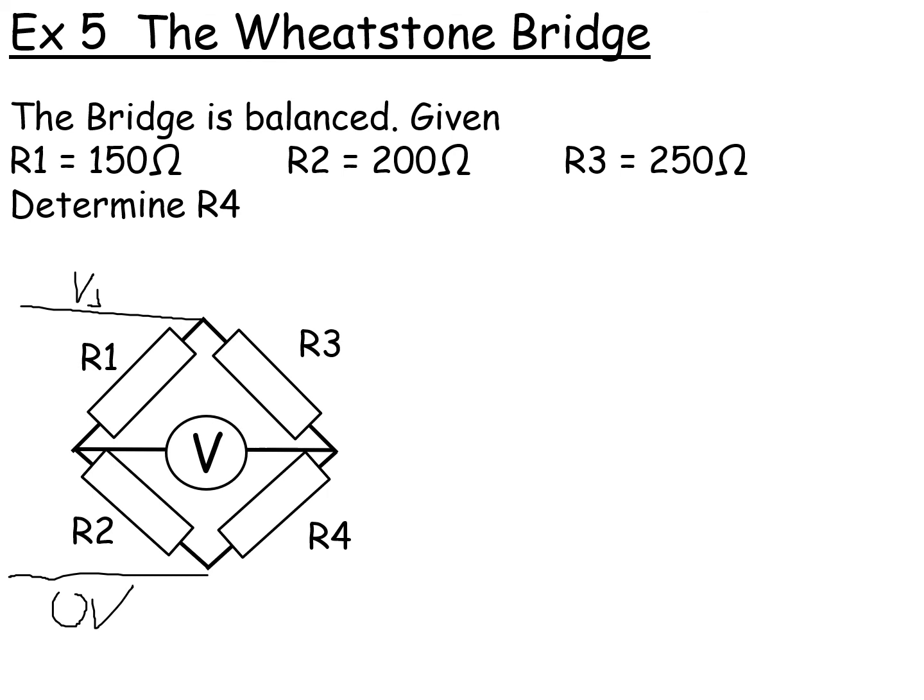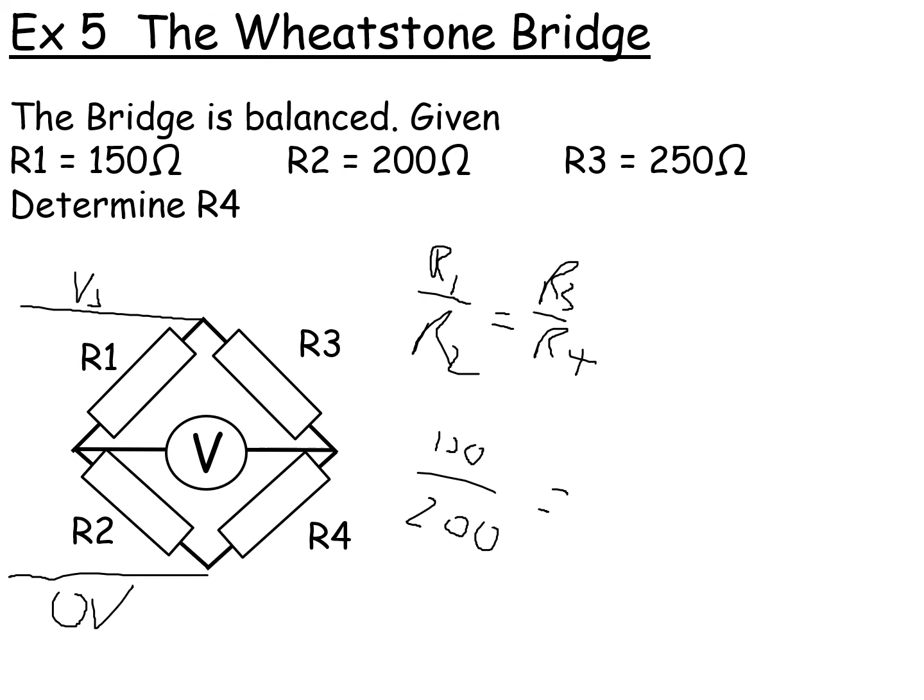So before we do anything, we now know we need to check if the circuit's set up in the way we want to use it. So here, the voltmeter is connected between R1 and R2. So we know for sure that the equation R1 over R2 is equal to R3 over R4 is exactly what we are looking for. So then it's just a case of plugging in your numbers here. So it would be 150 over 200, and that's equal to 250 over R4.